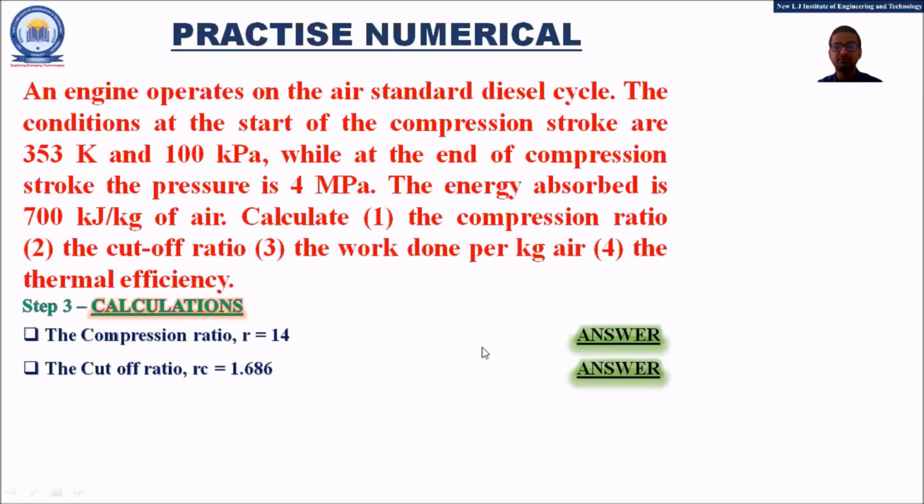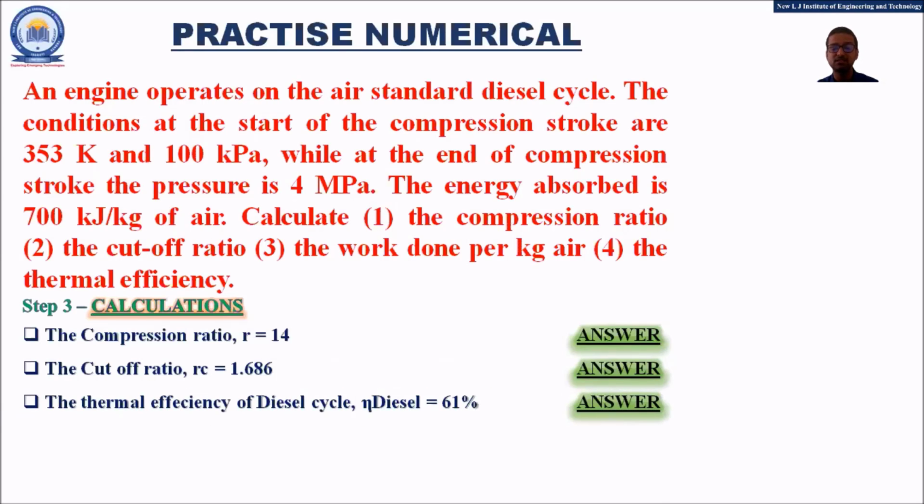Then friends, proceeding further, we are asked to calculate the work done per kg of air. Before that, I have calculated the thermal efficiency. The thermal efficiency of the diesel cycle, eta diesel, comes out to be 61%. And the final answer, the work done per kg of air, W net, is equal to 427 kilojoule per kg of air.